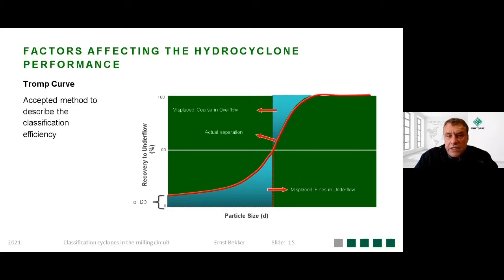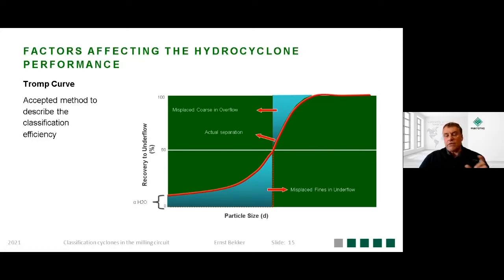This actual curve is what the cyclone generates inside a milling circuit. So we do have our misplaced material to the overflow. We need to try and minimize that as far as possible. And then we've got the misplaced amount of fines in the underflow, where the alpha water is now obviously contributing to a portion of that misplaced fines.